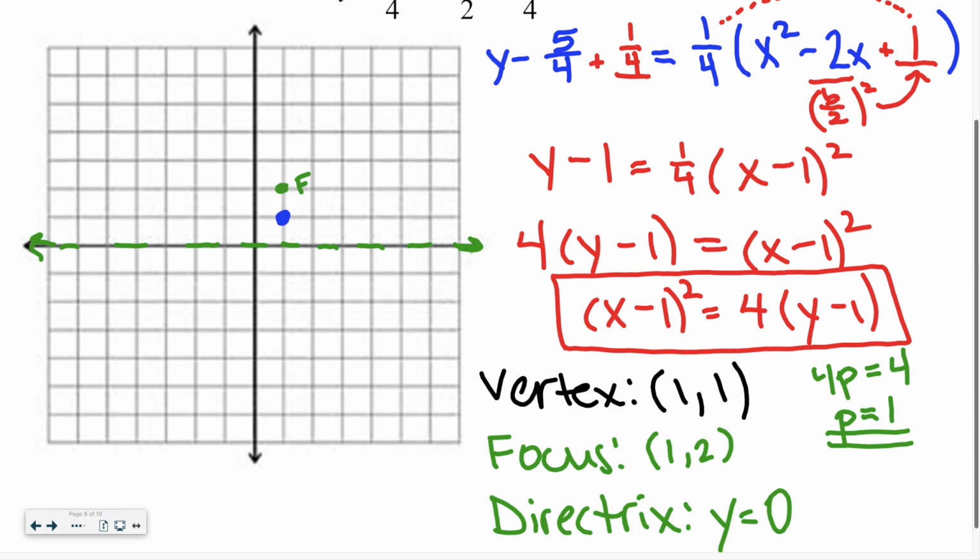Make sure that you're writing the directrix as an equation of a line. Okay? We are then going to go double P away from the focus. So if P is 1, we're going to move double P, which is 2, away from the focus so that we can plot our curve.